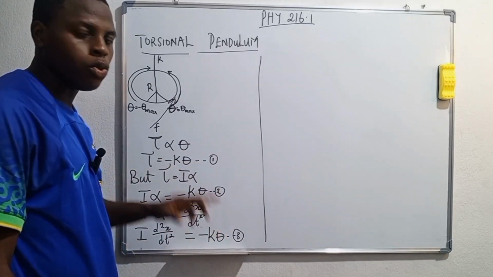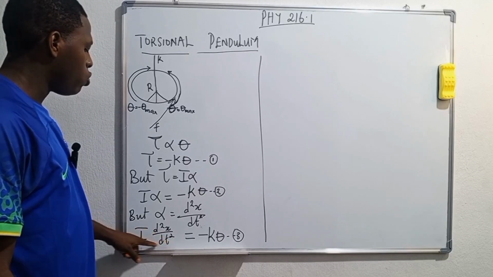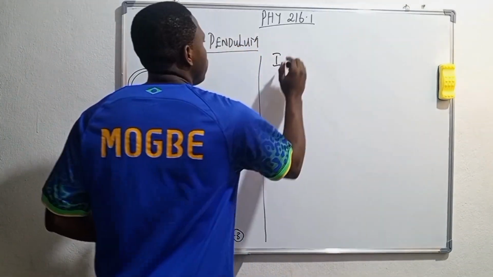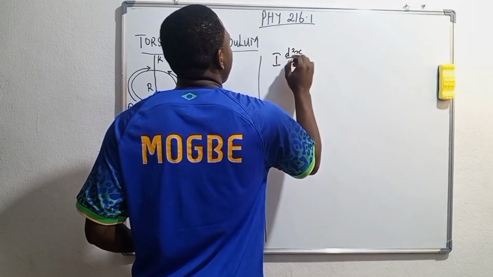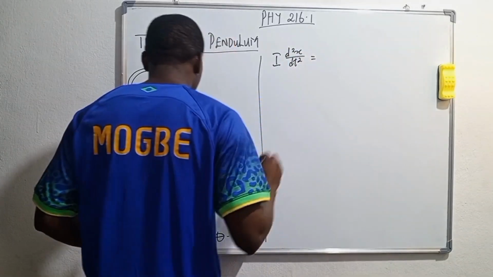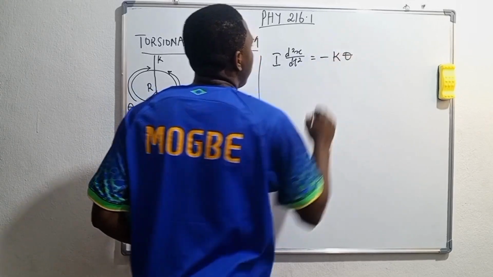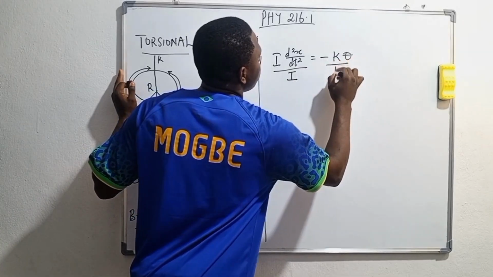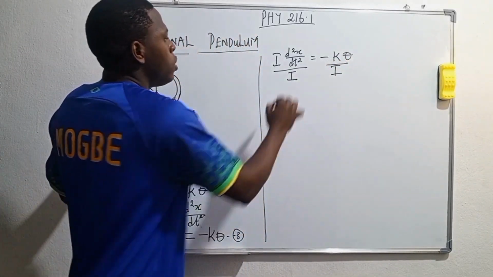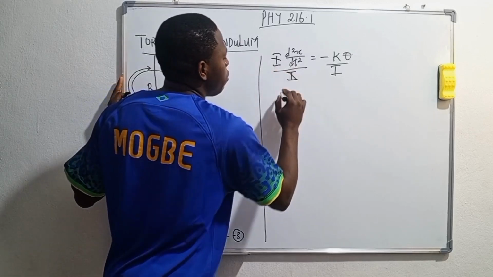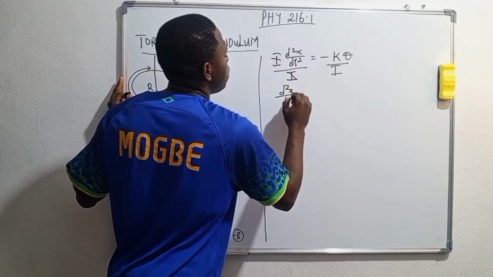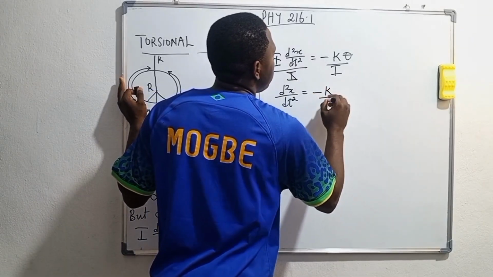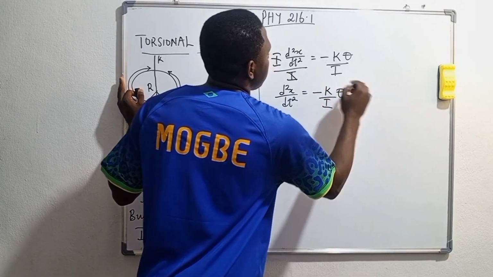Now, for this to stand on its own, you are simply dividing through by the moment of inertia. So we have I, which is moment of inertia, multiplied by d square x over dt square, equal to minus k theta. You divide through by I. Am I communicating? If you do this, we are simply left with d square x over dt square equal to minus k divided by I theta.